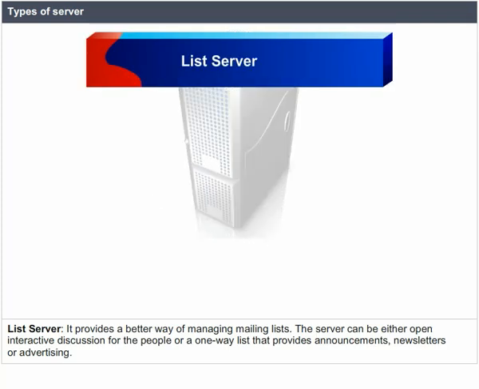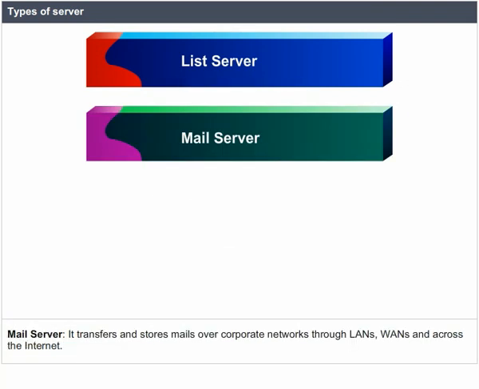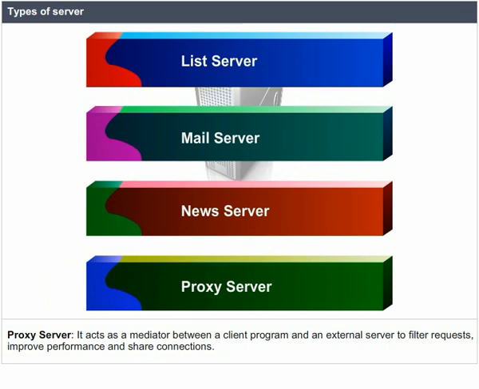The server can be either an open interactive discussion for the people or a one-way list that provides announcements, newsletters, or advertising. Mail server. It transfers and stores mails over corporate networks through LANs, WANs, and across the Internet. News server. It serves as a distribution and delivery source for many public news groups, approachable over the Usenet news network. Proxy server. It acts as a mediator between a client program and an external server to filter requests, improve performance, and share connections. Telnet server.